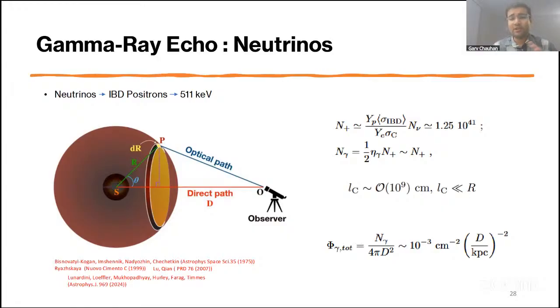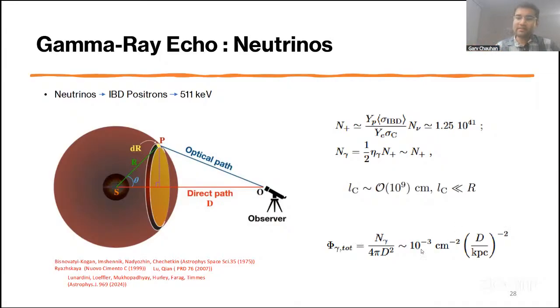Because if you are too much deeper inside the stellar surface, then these 511 keV lines, even if they're produced, get attenuated and cannot exit the star. So it's a very thin layer, of the order of 10 to the power 9 centimeters, and this remains the same irrespective of whatever physics you're looking at, through neutrinos, through photons, or directly through positrons.